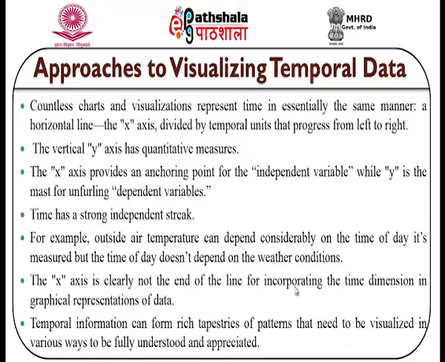Countless charts and visualizations represent time in essentially the same manner. Usually a horizontal line, that is the x-axis, is divided by the temporal units that progress from left to right. The vertical y-axis has some kind of quantitative measure. The x-axis provides an anchoring point for the independent variable, while the y-axis is for the dependent variable. Time has a strong independent streak. For example, the outside air temperature can depend considerably on the time of the day. It is measured, but the time of day doesn't depend on the weather condition.